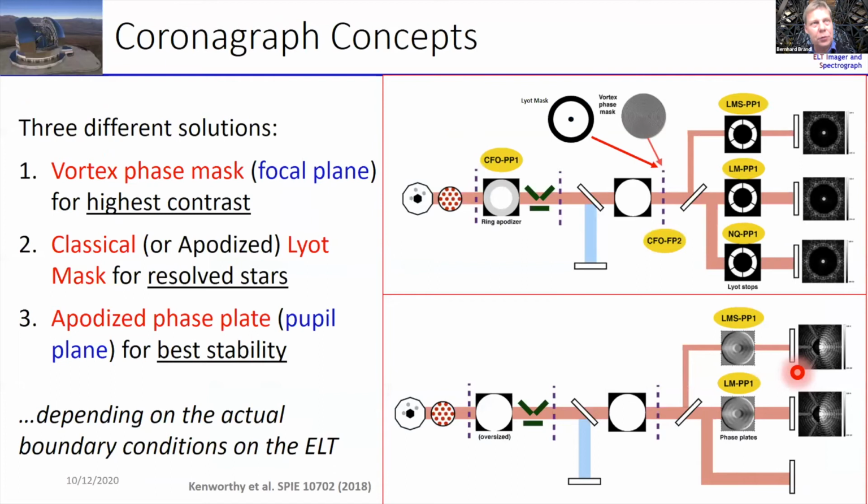And the reason for doing that is that it depends actually on the actual boundary conditions that we'll get with the ELT. There are concepts like the vortex phase mask, which will deliver the highest contrast, assuming that we have a very stable system. Or the apodized phase mask, which is very insensitive to these perturbations, but it will not deliver the very best contrast. And then maybe if you look at something like Alpha Centauri, you start to marginally resolve the object, and then maybe that also has an impact.